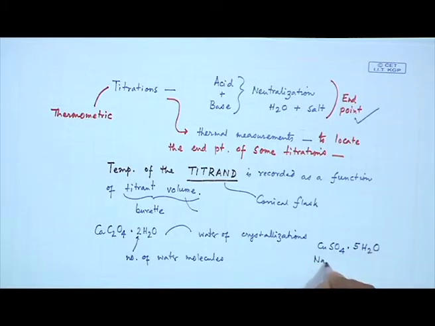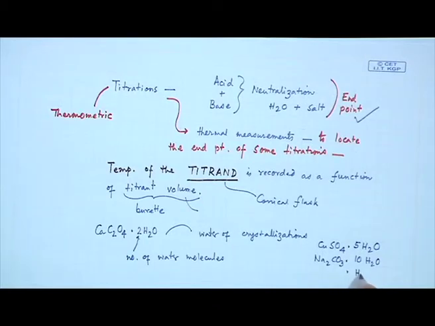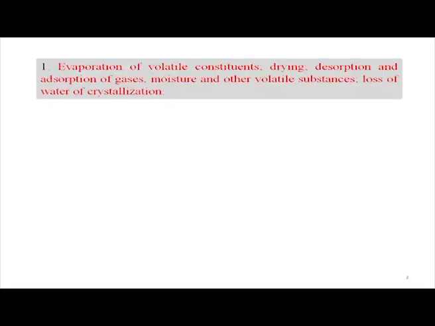We all know that sodium carbonate has 10 waters of crystallization when it is freshly prepared, and at some point it is only a monohydrate. So, how can we differentiate these two samples, whether it is a decahydrate or a monohydrate? That we can do simply by doing the corresponding analysis, where we measure the temperature change for all these.